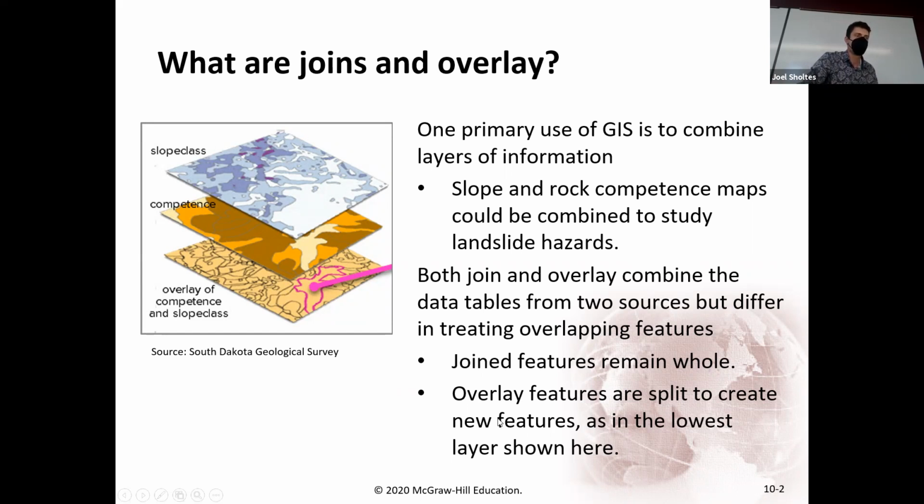And so another option would be to do an overlay. There are different ways to do this, but the idea is you bring the information together and then you can combine them. So we could have competence and slope class information spatially embedded together and merged together, right? In which case you're changing and creating a new feature.